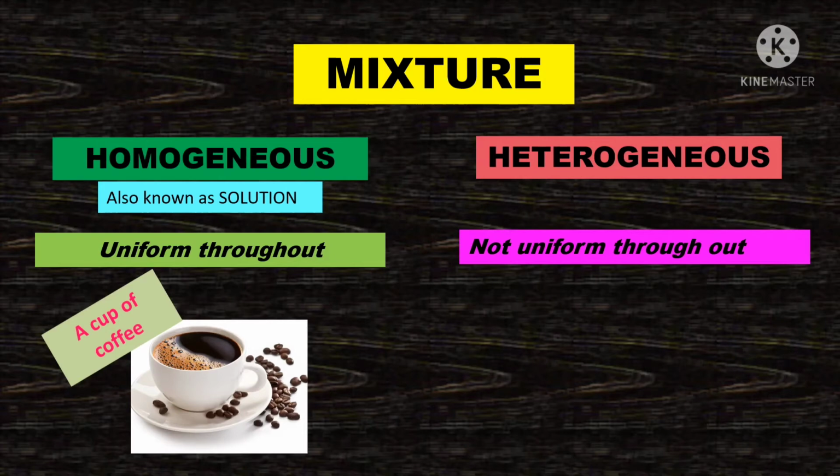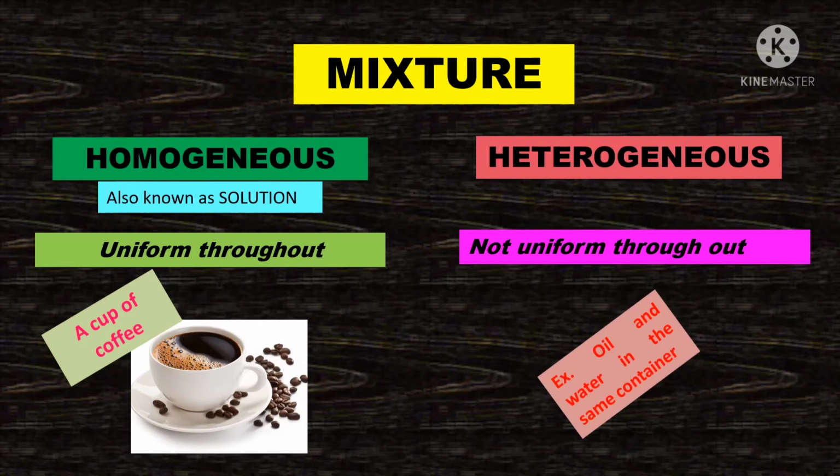On the other hand, heterogeneous mixture is not uniform throughout. Example, oil and water mixed in the same container. We can still distinguish the two, which is oil and which is water, and that they have retained their properties and composition.